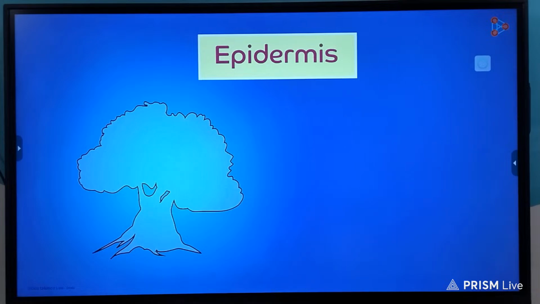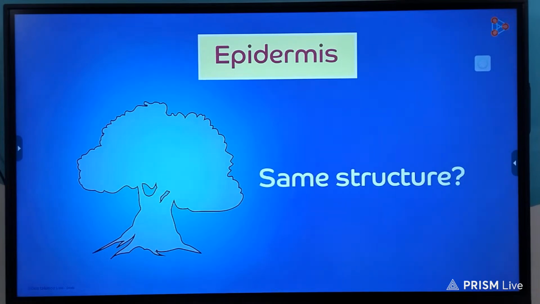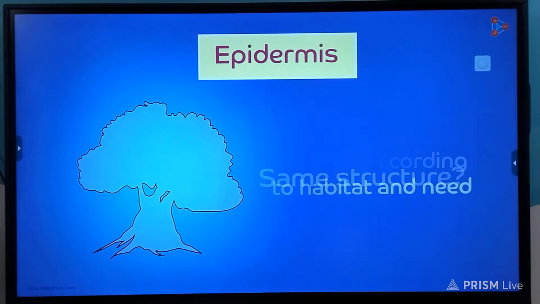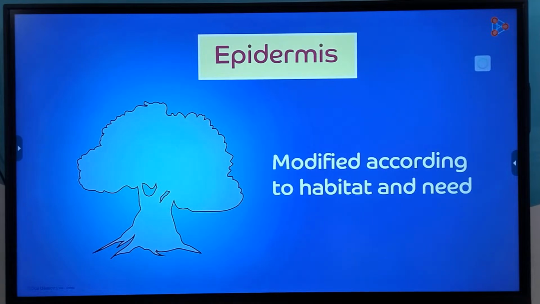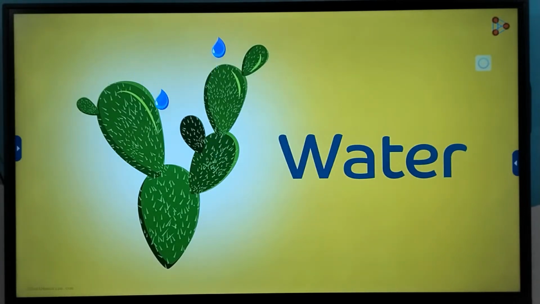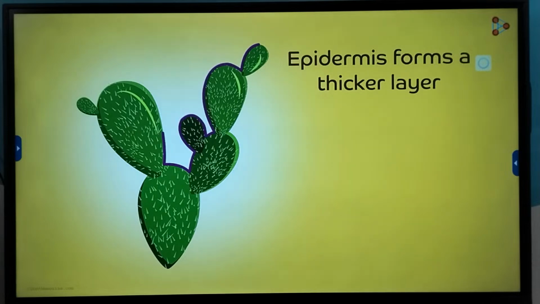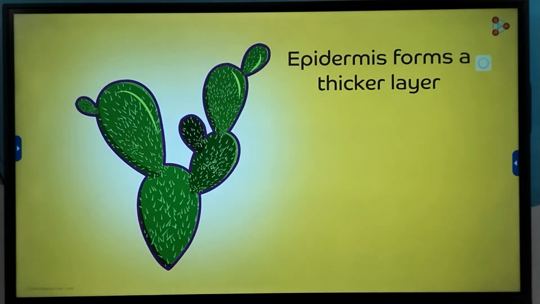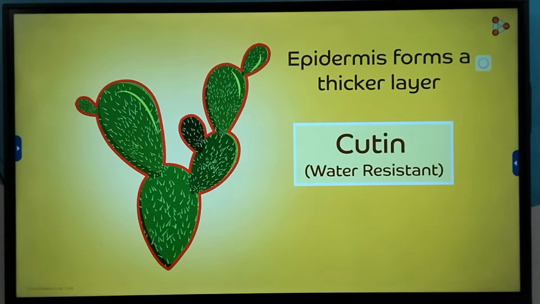So do you think all plants will have the same structure and same type of epidermis layer? Well, actually not. Epidermis gets modified depending upon the habitat and thus the plant's need. Let me ask you a question. What would plants growing in a dry habitat need the most? Yes, water. In such plants, the epidermis forms a thicker layer in order to prevent excessive water loss. In fact, plants growing in deserts have a thick, waxy chemical called cutin in their epidermal cells, which prevents water loss to the maximum extent.